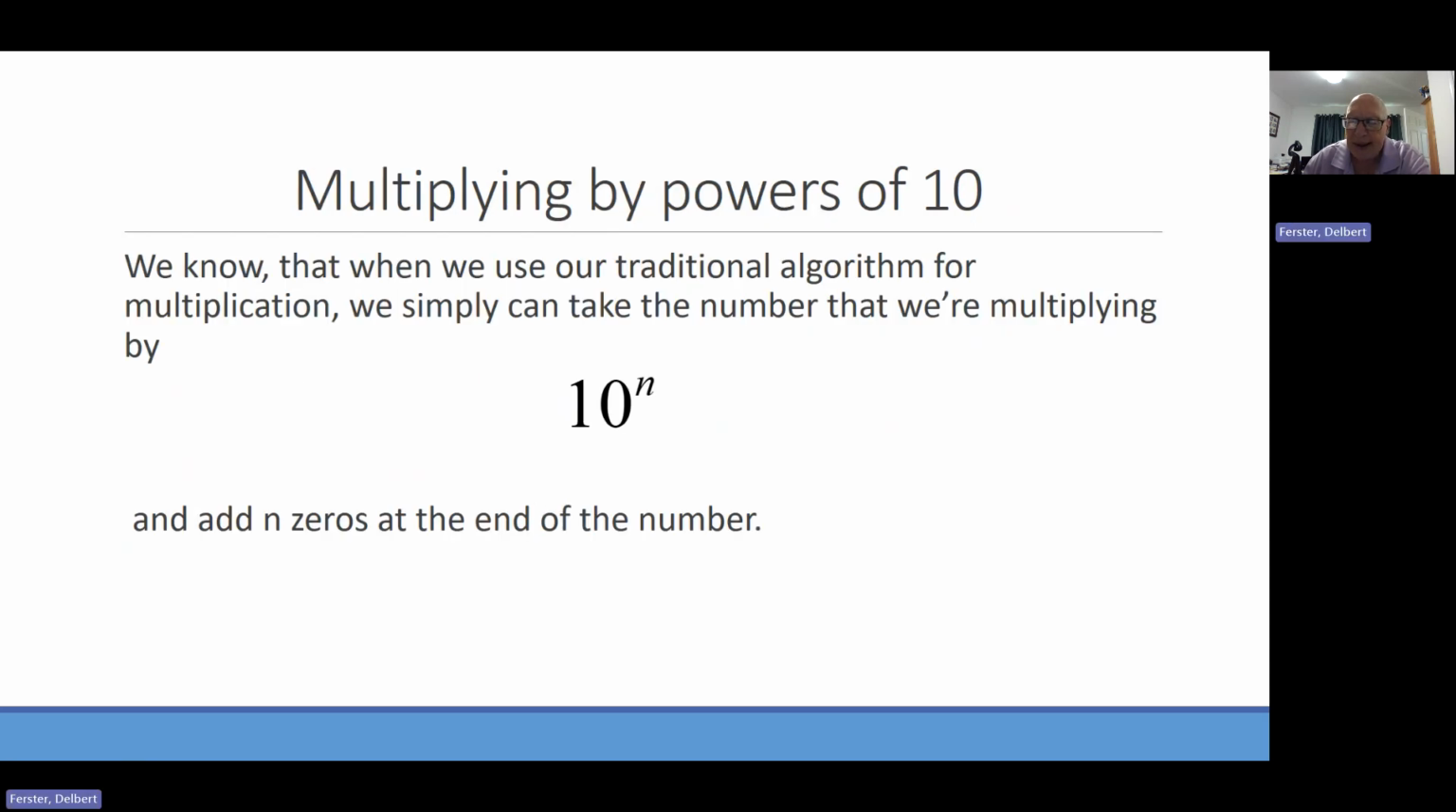We should probably make sure the kids know that if we're multiplying a number by 10 to a power, it just adds that power number of zeros. So if we had 5 times 10 to the second, it's 5 with 2 zeros, 500. If we change that to 5 times 10 to the third, it'd be 5 with 3 zeros, 5,000. So I think that's probably worthwhile for our kids. We should probably emphasize that for them.